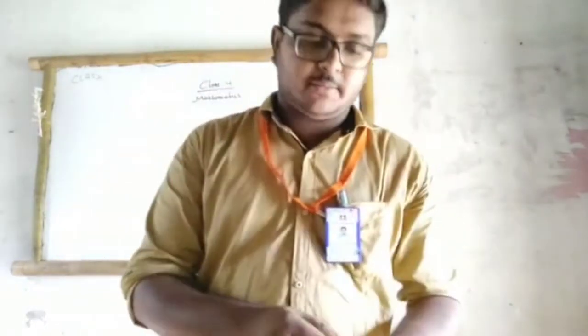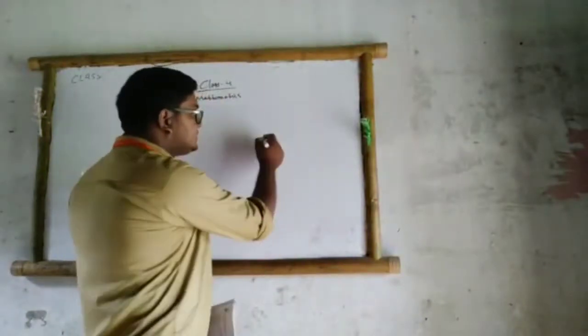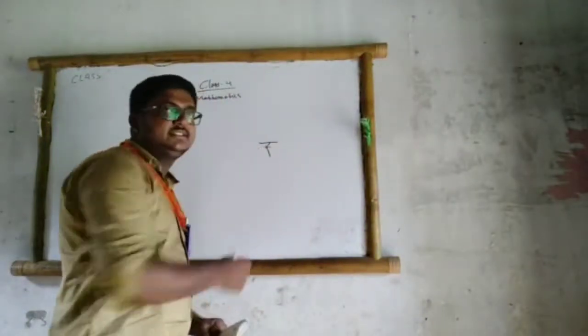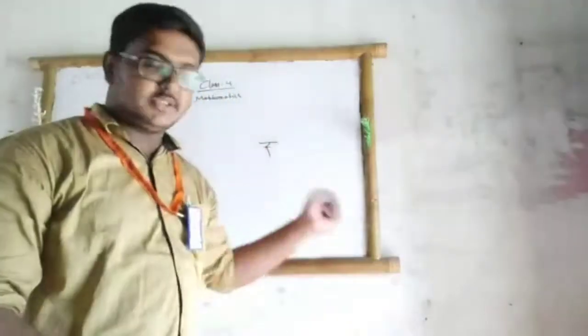Today I am going to solve some problems from your workbook. The first problem is, how many coins or notes does the following have? So now you have to convert. First you have to know this symbol. What is this, students? This one is called the rupees symbol.